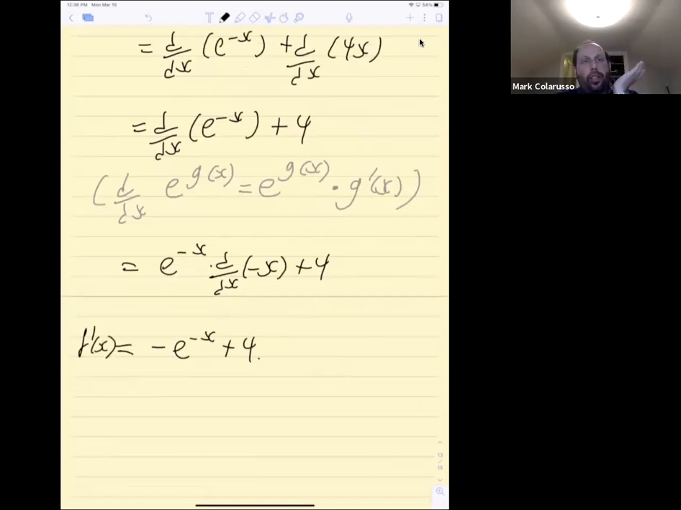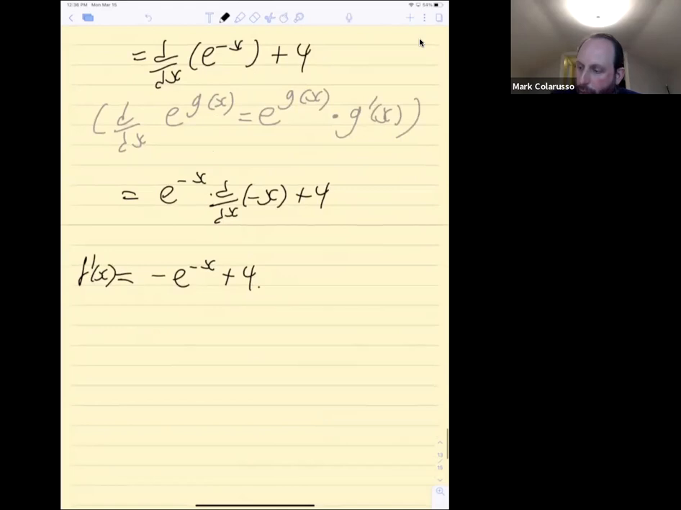I'm making such a stink about this because even when I was teaching Calc 2, people still mess up this minus. And it completely changes the answer. It gives you some nonsense if you don't have it. So that's the derivative.